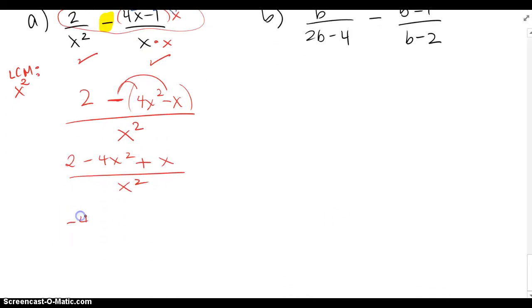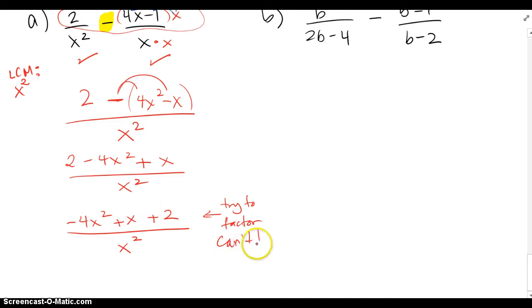In descending order, negative 4x squared plus x plus 2, all over x squared. And we try to factor the numerator to see if anything further reduces, and we can't. So since we can't factor it, this is our final answer. And again, I cannot cancel this x squared and that x squared because that x squared is multiplied with a negative 4, however added with all these other terms together.